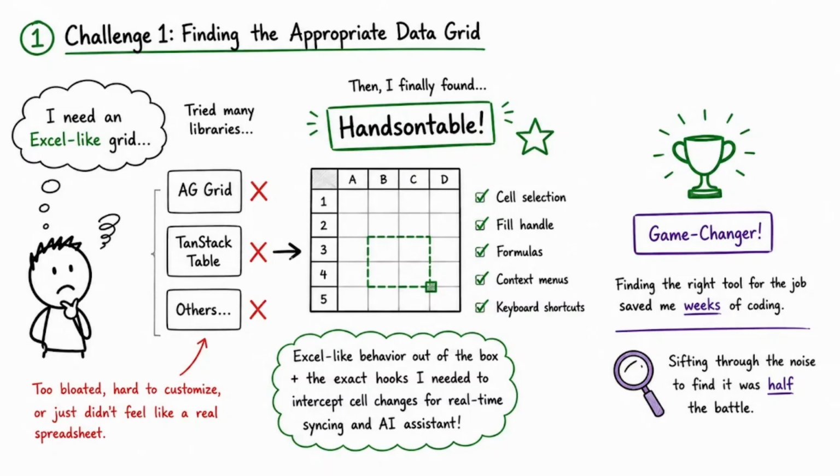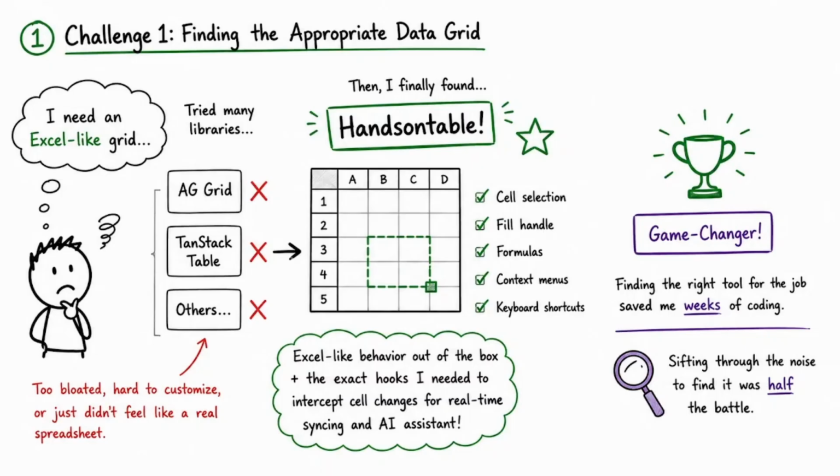I needed users to be able to click and drag to select multiple cells, use keyboard shortcuts, drag the little corner handle to fill data down, the thing you usually do in Excel, and right click to add rows. If I used a standard data table, I was going to have to spend months reinventing the wheel just to get basic Excel features working. I tested library after library and it was incredibly frustrating. They were either too bloated, too hard to customize, or just didn't feel like a real spreadsheet.